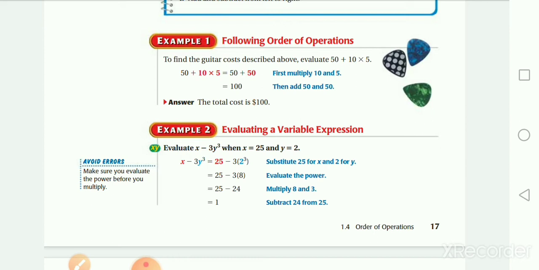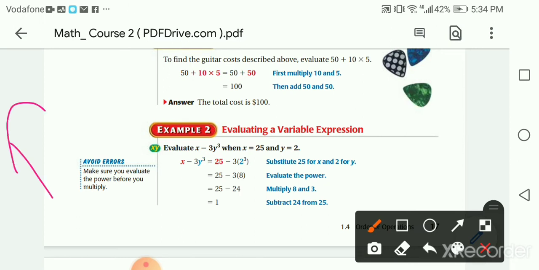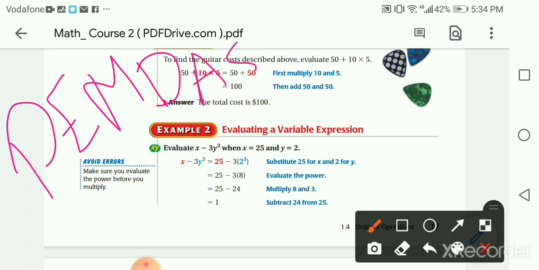To find the guitar cost described above, evaluate 50 plus 10 times 5. What should I start with? 50 plus 10, or 10 times 5? First, don't forget PEMDAS on your mind. Do I have any parentheses or brackets? No. Any exponents or powers? No. Do I have any multiplication? Yes, I have multiplication. So get it.